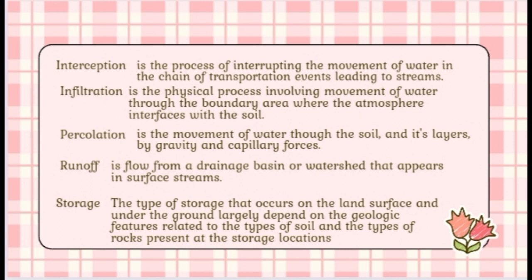Next is infiltration. Infiltration is the physical process involving movement of water through the boundary area where the atmosphere interfaces with the soil. The surface phenomenon is governed by soil surface conditions. Water transfer is related to the porosity of the soil and the permeability of the soil profile.